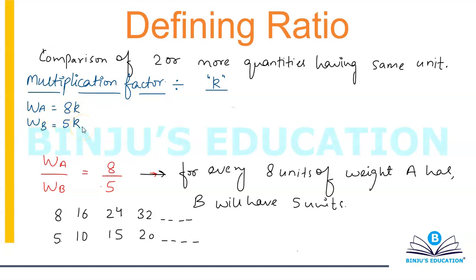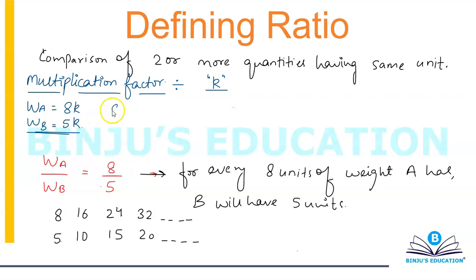K can be any number. It can be 1, 2, 3, 4, 0.5. In this case, K can't be negative, but in other cases, K can be negative also. That's also a possibility. So K can be any number. It's simply a multiplication factor which will be multiplied to both the numbers, 8 as well as 5. Once you have figured out the values of WA and WB in terms of the multiplication factor, you'll require some other piece of information also. Simply converting 8 is to 5 into 8K and 5K won't help you.